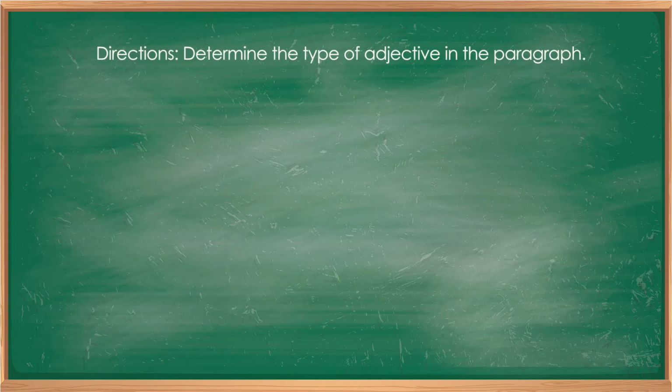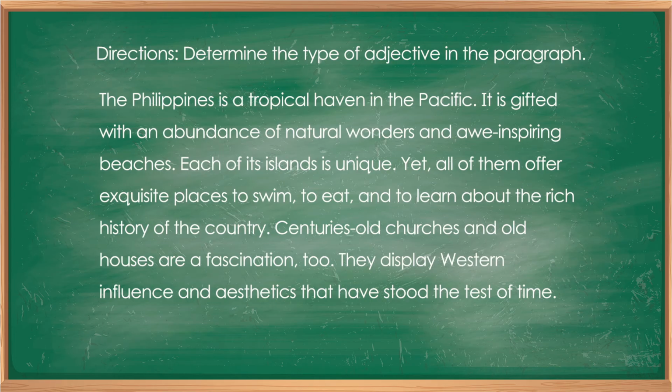Directions. Determine the type of adjective in the paragraph. The Philippines is a tropical haven in the Pacific. It is gifted with an abundance of natural wonders and awe-inspiring beaches. Each of its islands is unique, yet all of them offer exquisite places to swim, to eat, and to learn about the rich history of the country. Centuries-old churches and old houses are a fascination too. They display Western influence and aesthetics that have stood the test of time.